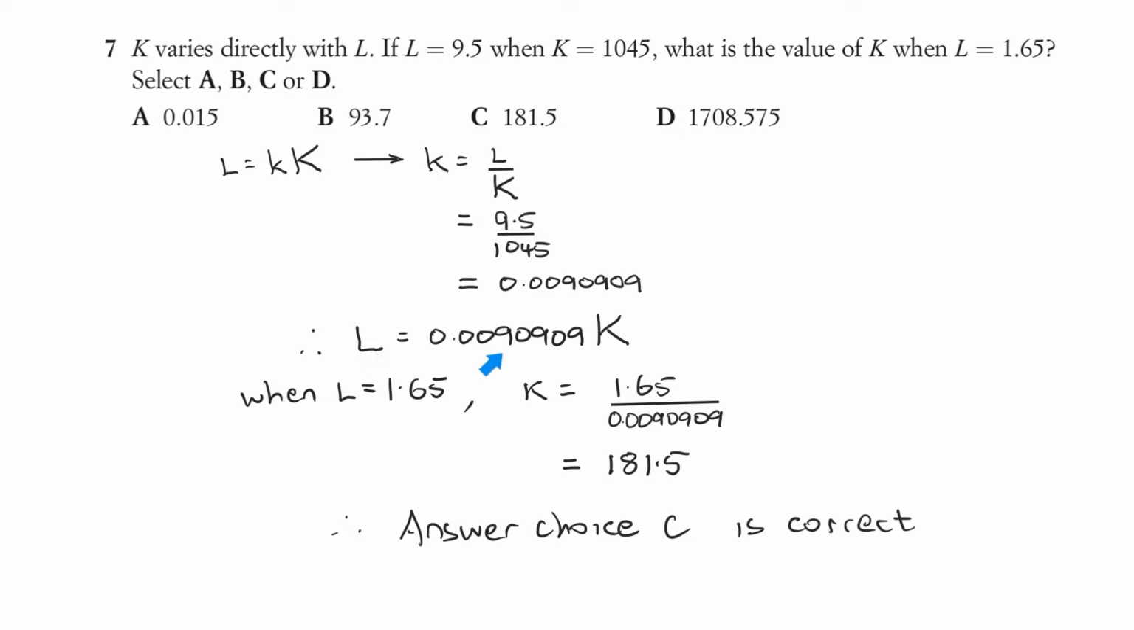Therefore, L equals, that's the constant, times K. We just substitute the value that we found for k in there. Now they ask us, what is the value of K when L is 1.65? Well, when L is 1.65, K is 1.65 divided by our constant, and that's 181.5. And if we look at the answer choices, it's C. So the answer choice C is correct.